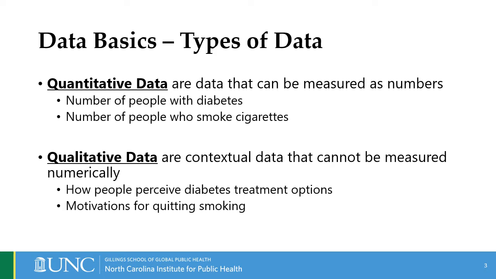Qualitative data is information that cannot be summarized numerically. This type of data is contextual in nature. Qualitative data may include information on how people perceive diabetes treatment options or motivations to quit smoking.